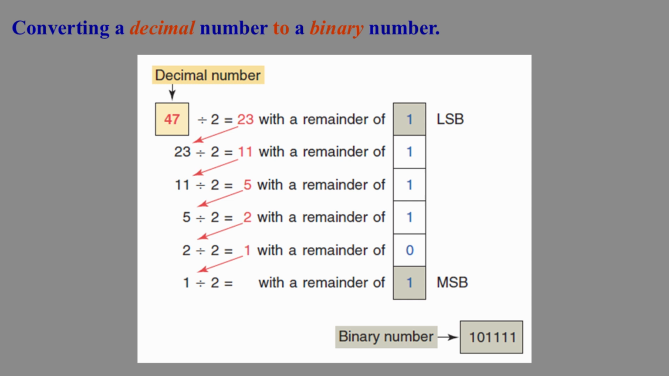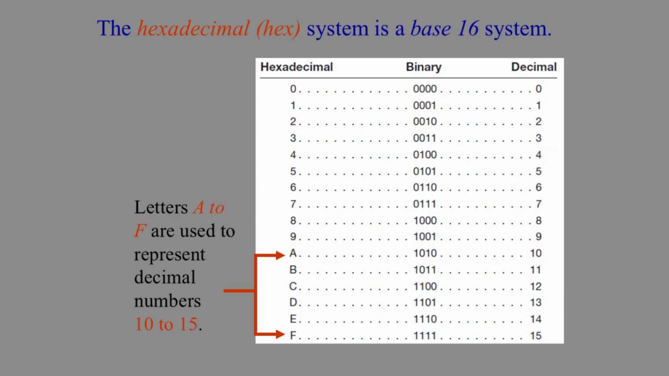The hexadecimal, or hex system, is a base 16 system. This means that it uses 16 different symbols to represent numbers. The digits 0 through 9 represent values 0 to 9, and then the letters A through F are used to represent the decimal values 10 through 15. For example, the hex digit A corresponds to decimal 10, B corresponds to decimal 11, and so on up to F, which represents decimal 15. Hexadecimal is often used in computer and PLC work because it provides a very compact way of expressing long binary numbers.